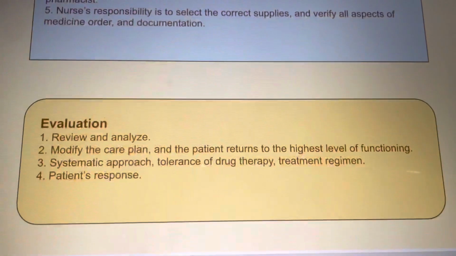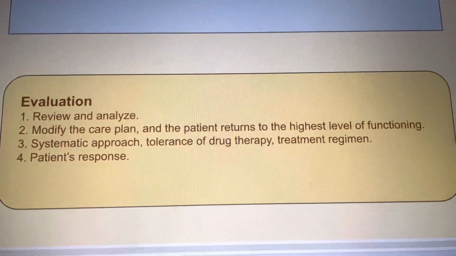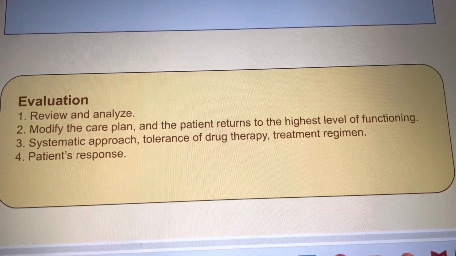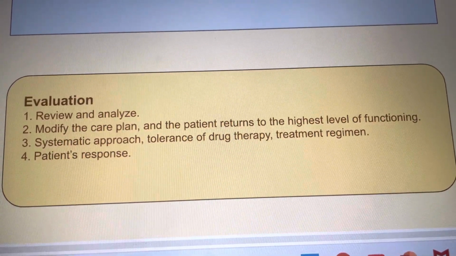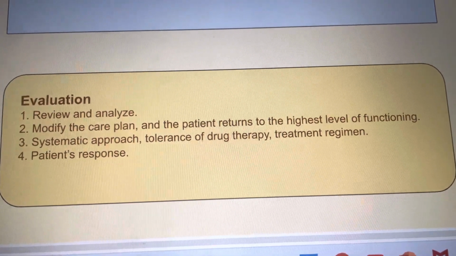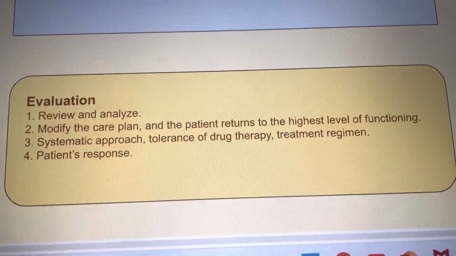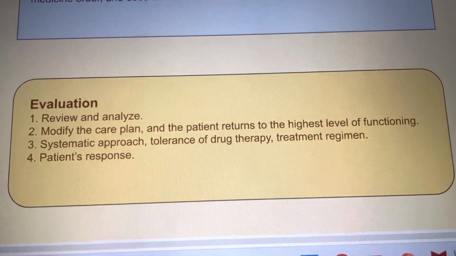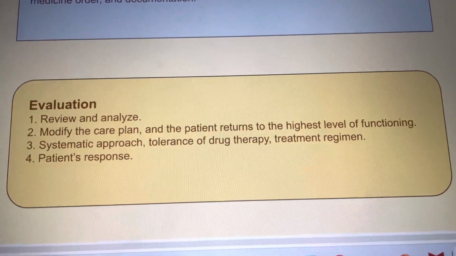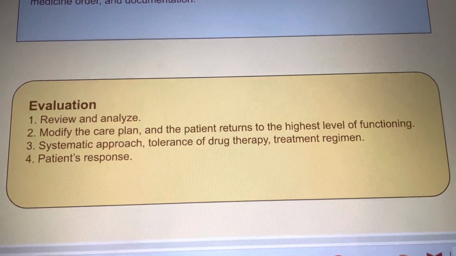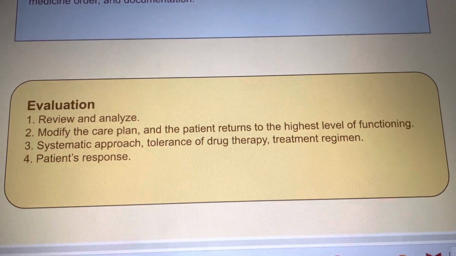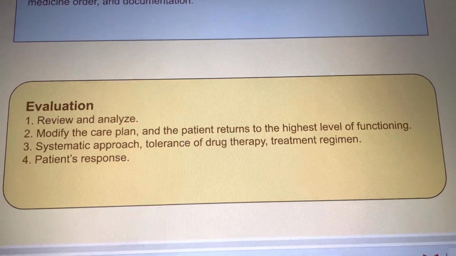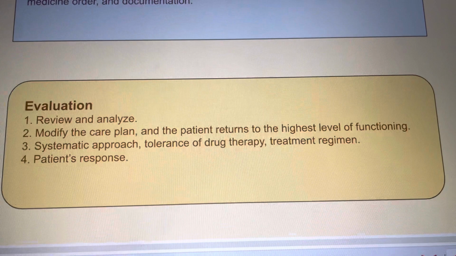And the last phase is evaluation. In the evaluation, we need to review and analyze, to see if the goal is met or not met. If the goal is not met, what is wrong? Then we can modify the care plan so that our ultimate goal, that the patient returns to a higher level of functioning, is met. We want to provide the best care possible for the patient, so we evaluate if the goal is met, and if not, what we can do about that.